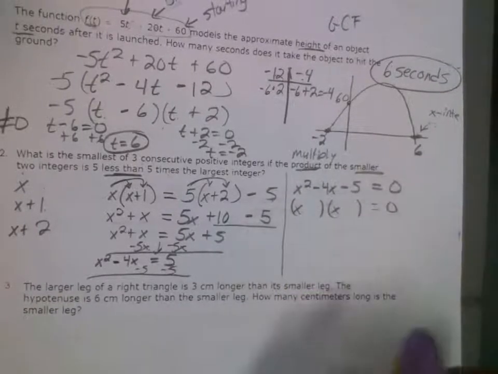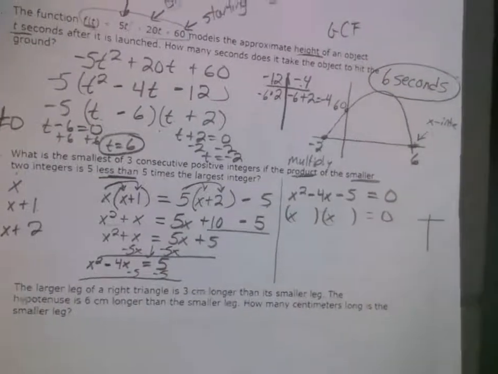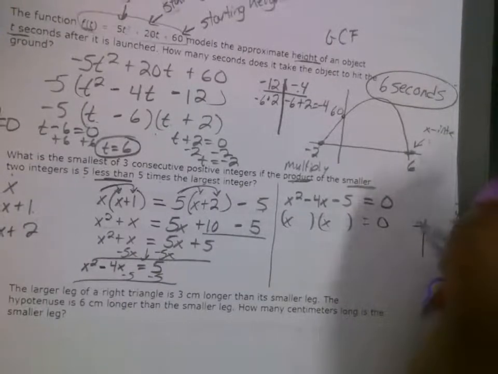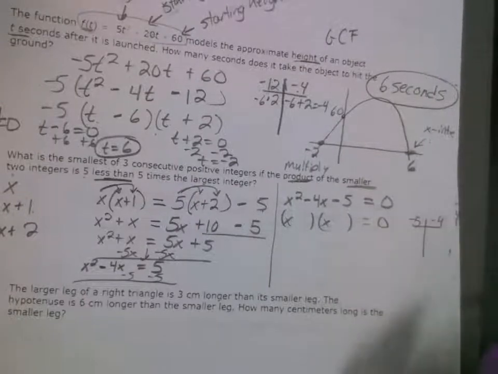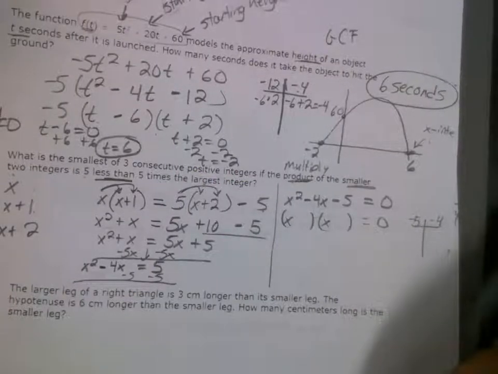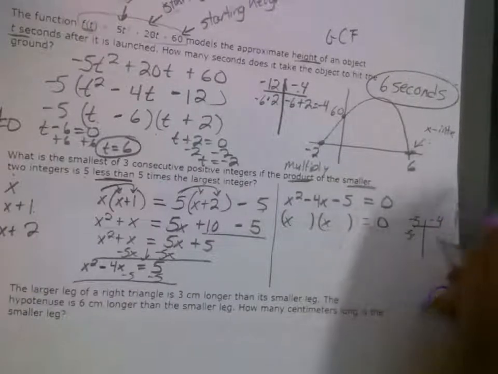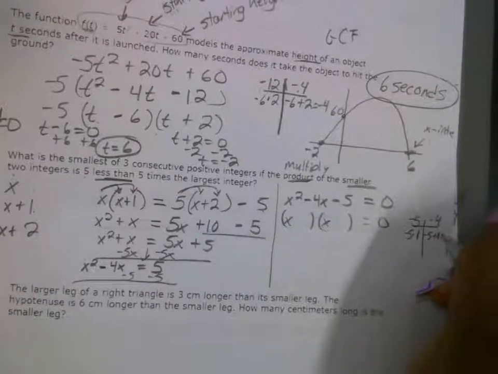X. Now what do I do? Factor. How do I do that? Make my T-chart. What goes in this first column? What goes in the second? Negative 4. Okay. So what two numbers can be multiplied together? Negative 5 times what? Times 1. So negative 5 plus 1 gives me a negative 4.